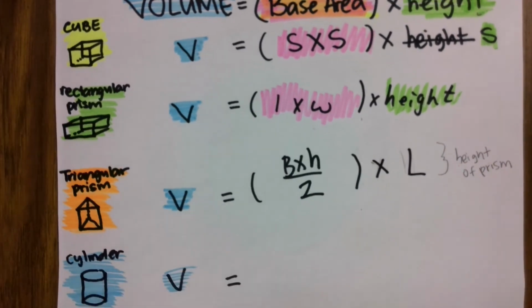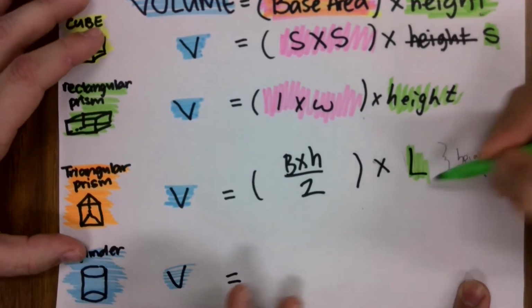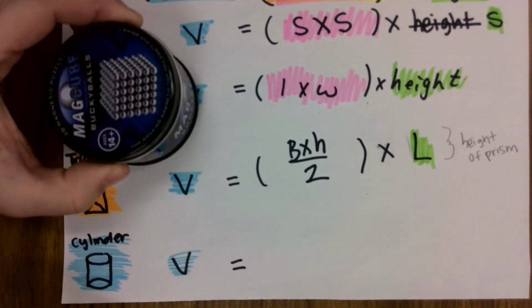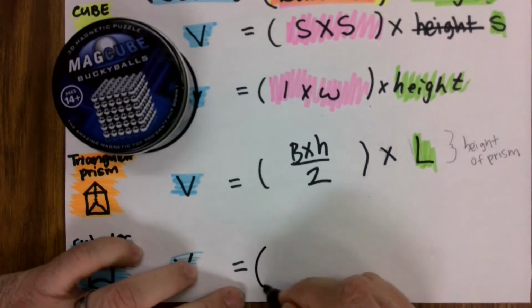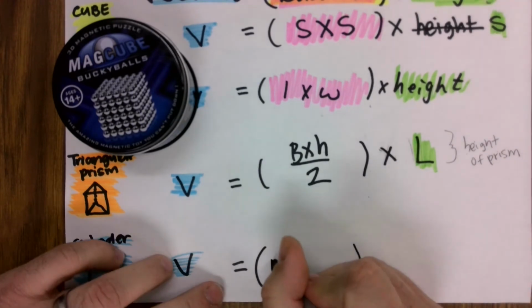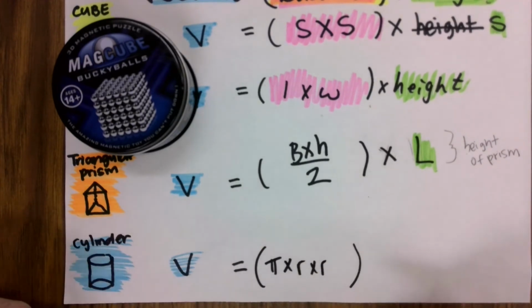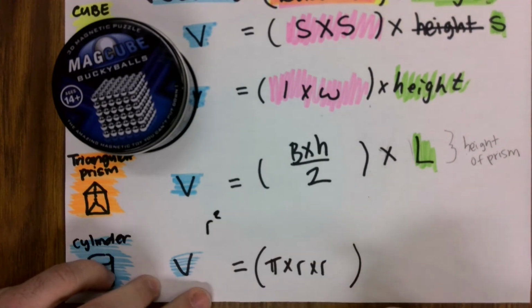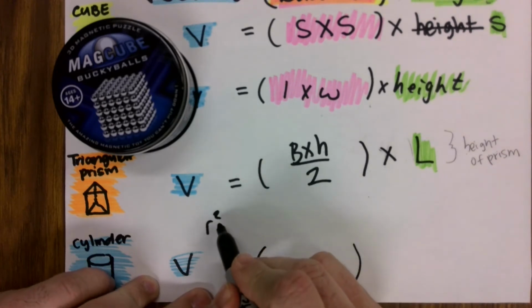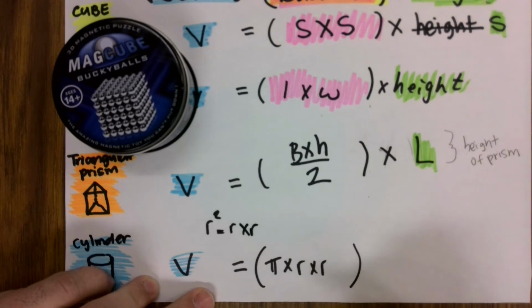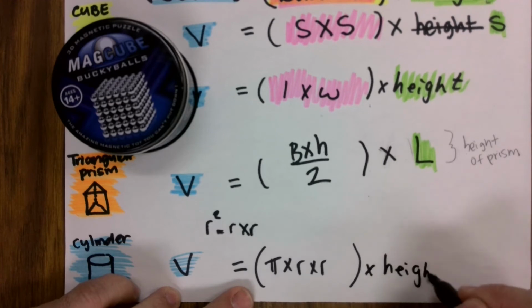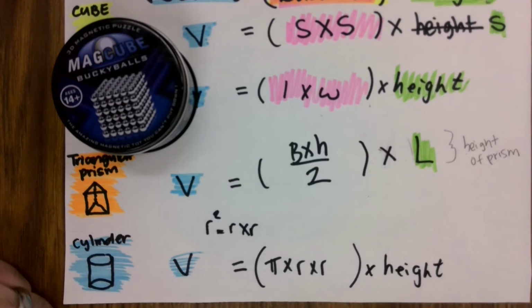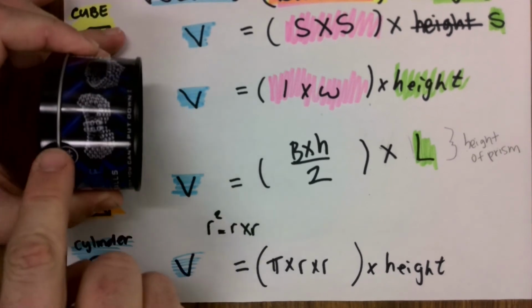Okay, so for our cylinder, we had said that the base area for our cylinder was our circle. The way to find the area of a circle, as we had said before, was pi times r times r. So r squared in this case. If I have r squared, it's not r2, it's not r times 2, it's r times r. So we have pi times r times our height again. And in this case, the height is how tall our cylinder would be.